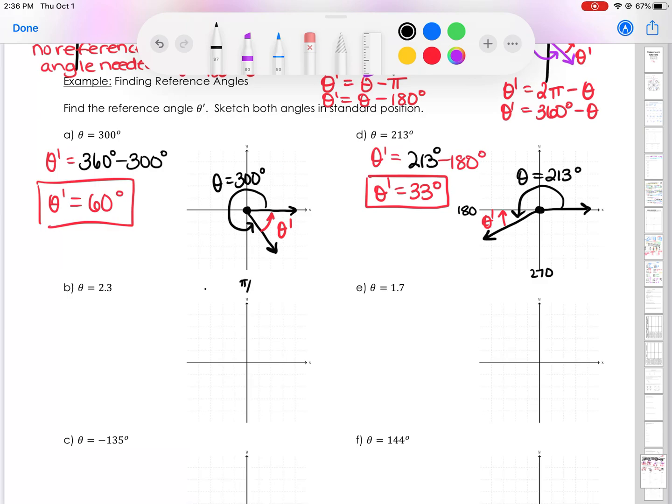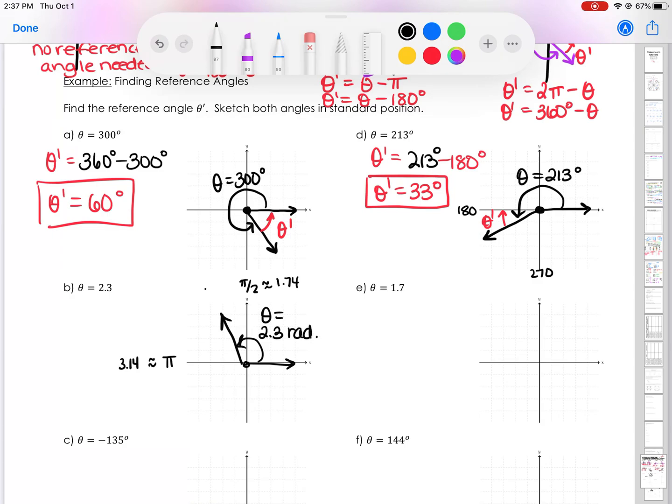If I have pi over 2 here and pi is over here, that means pi is about 3.14. So half of that would be about, I don't know, 1.74-ish, right? So we can figure out just kind of by eyeballing it. It's got to be in quadrant number 2. So our initial side, and somewhere in quadrant 2. Okay, so there is my original angle, 2.3 radians.